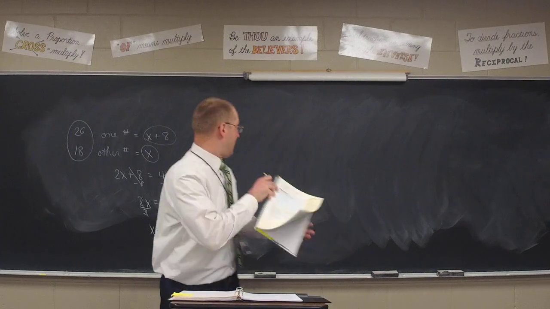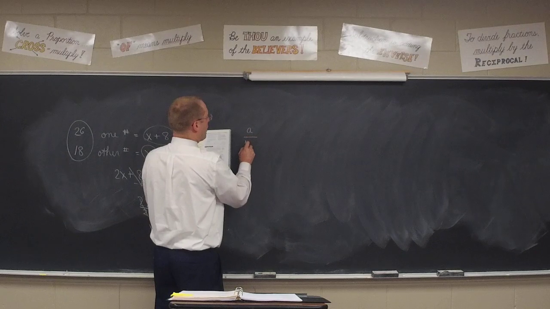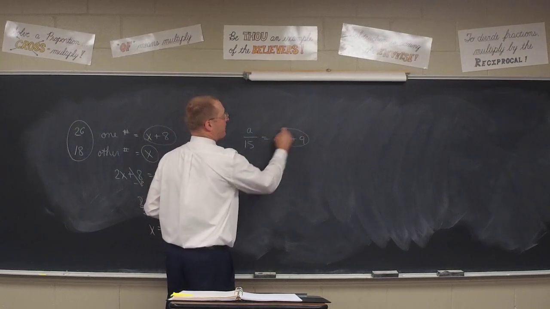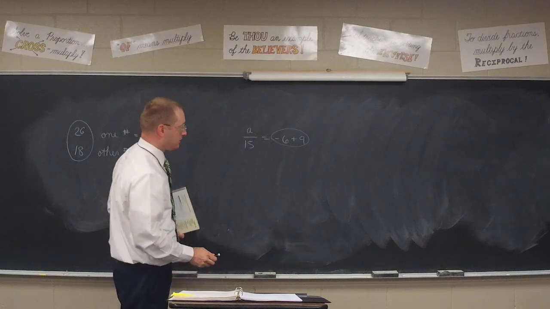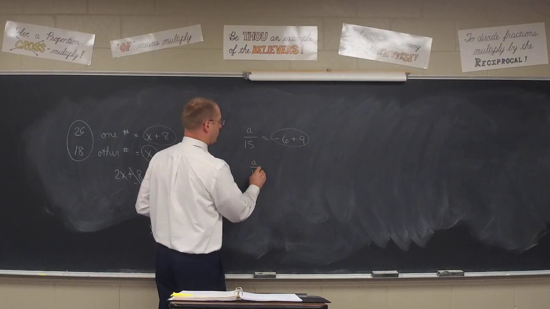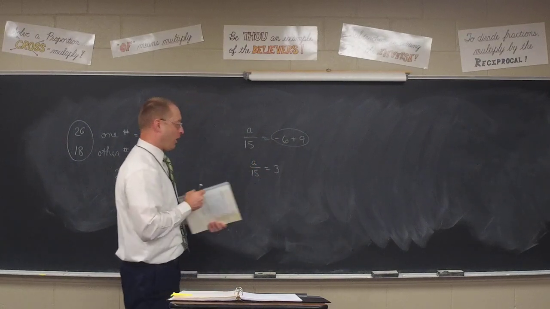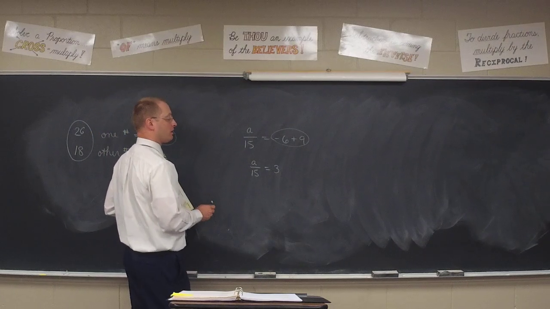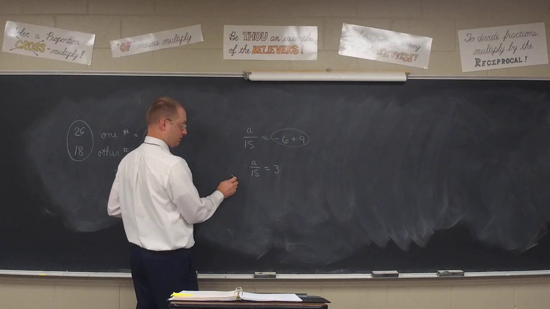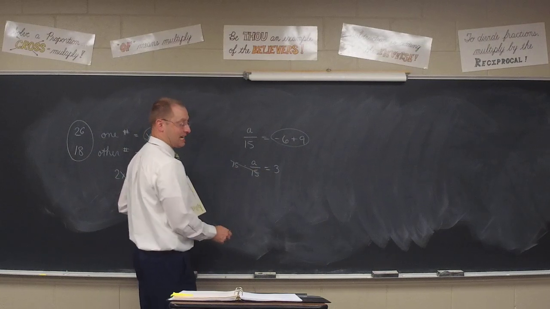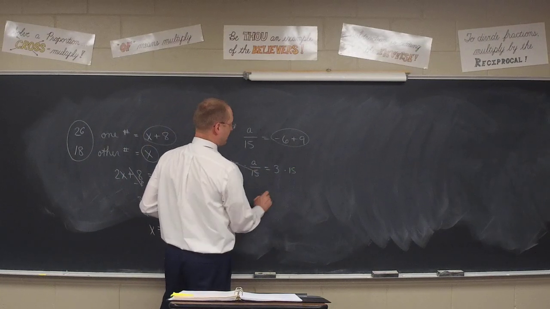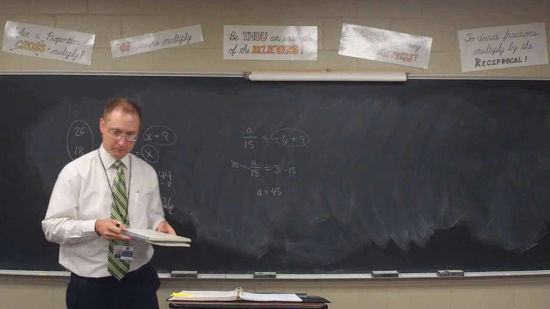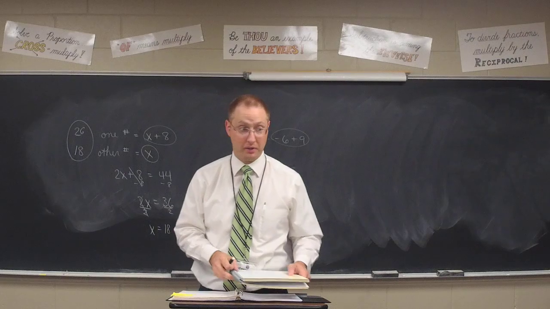Yeah, number 8, we had a over 15 equals negative 6 plus 9. First things first, let's simplify the negative 6 plus 9. That's 3. So it gives us a over 15 is equal to 3. But how do I get the a by itself? Multiply by 15. And 3 times 15 is 45. And there's our answer. That make sense? All right, good. Other questions on the homework?